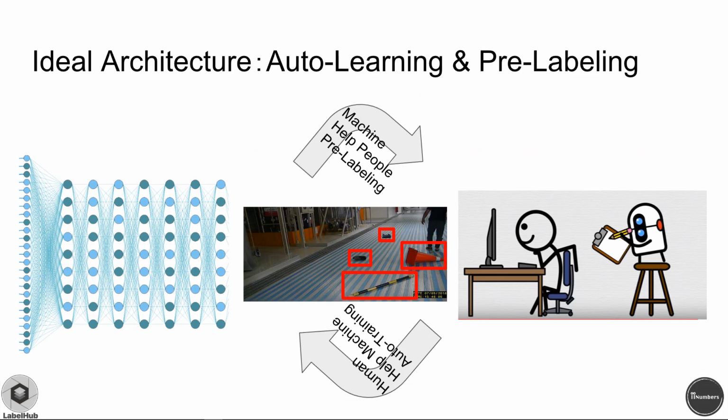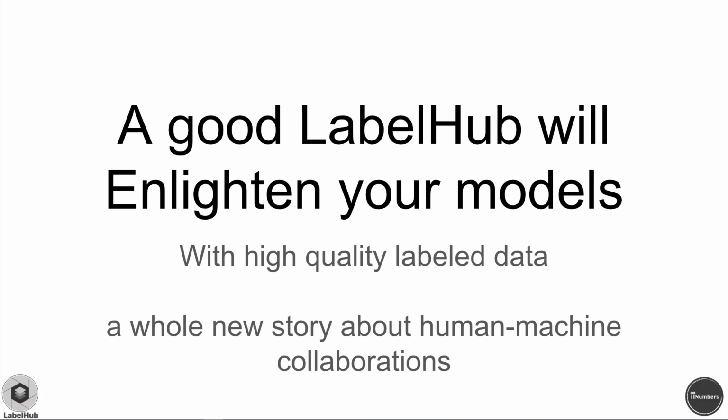An ideal architecture is letting humans do a large scale of labeling first, and then letting the machine learn from the labeled data. After that, the machine can pre-label the unlabeled data, and the human only needs to fine-tune and modify it, which saves time for humans to label more data, and the model can learn more and better. So, it will be a human-machine mutual assistance architecture. IN Numbers' new product Label Hub is this kind of platform.